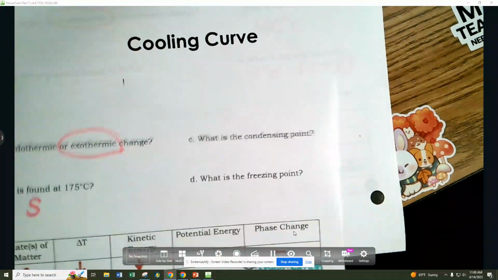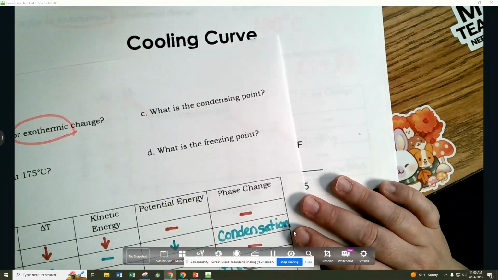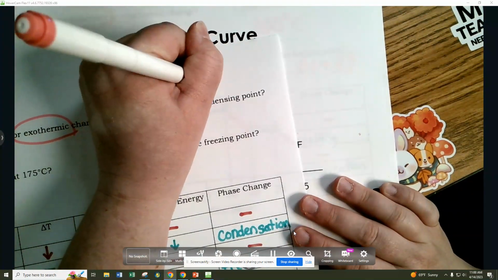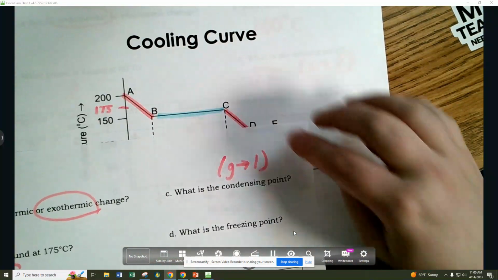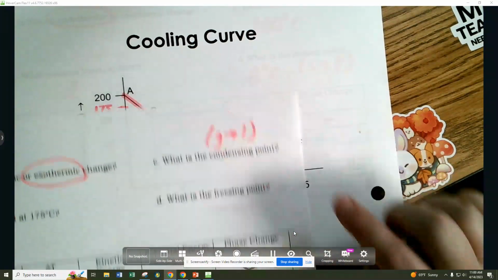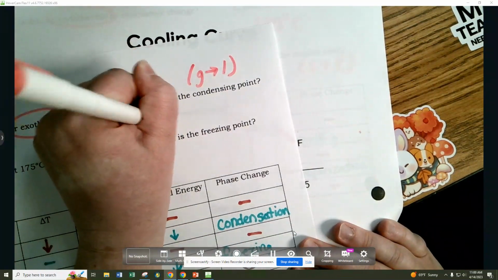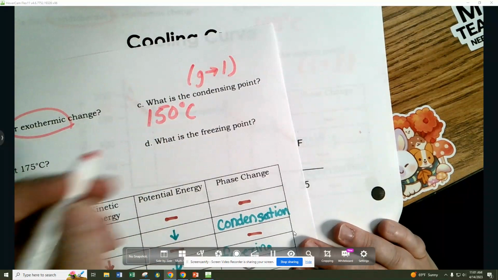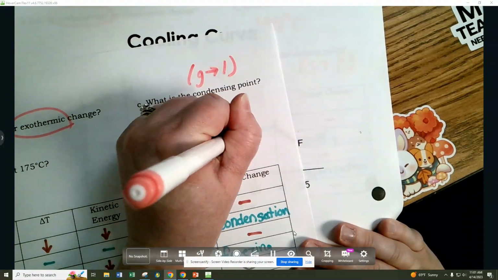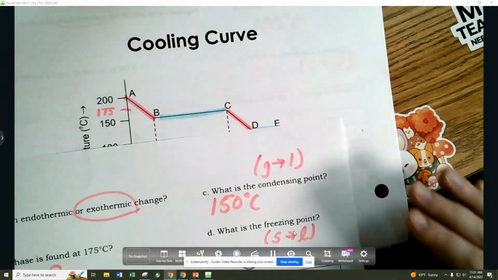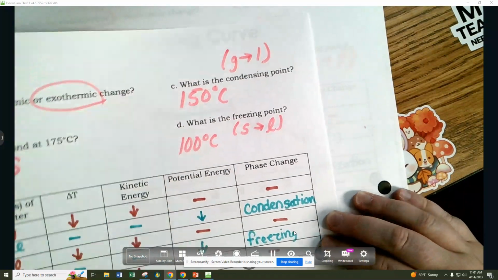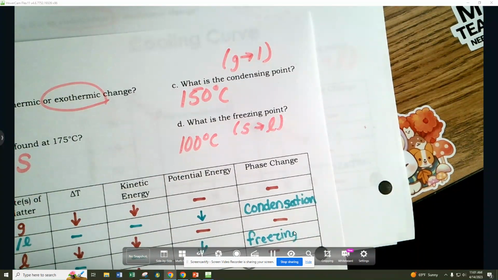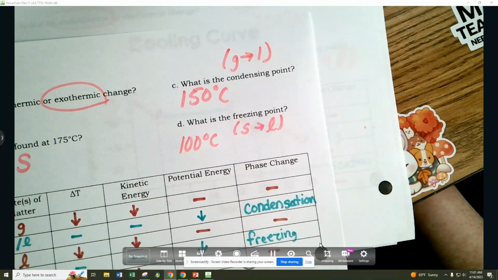What is the condensing point? So again, we're looking for a temperature. Condensing point is a gas changing to a liquid. So that happened during segment BC, and that happened at 150 degrees Celsius. What is the freezing point? Well, freezing is a solid changing to a liquid. When that happens, that's segment DE, and that happens at 100 degrees Celsius. So quite obviously, this material is not water, it's something else. So that is how you interpret a heating and cooling curve.